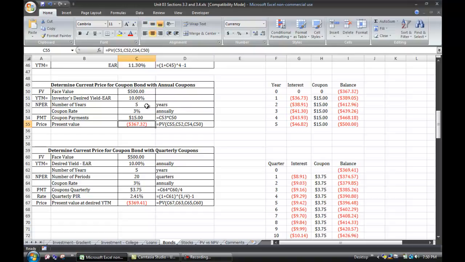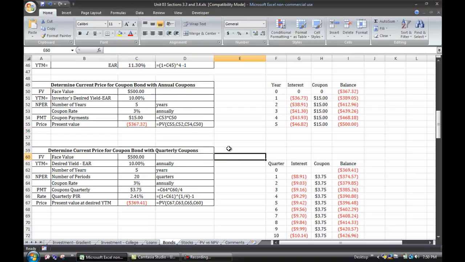Well, you just use the present value of these. The rate is 10%. That's what you want to earn. Number of periods is 5 years. The payment is $15, and you're going to sell it for $500, which then comes out that you should buy the bond for no more than $367.32. If you buy it for less than that, your yield will be greater than 10%. You buy it for more than that, your yield will be less.